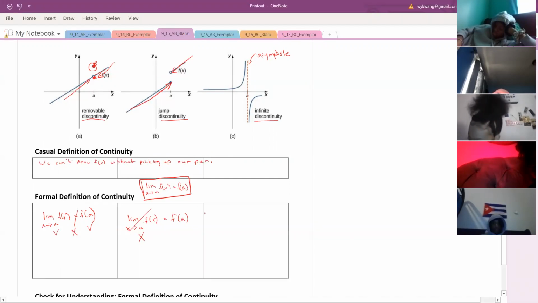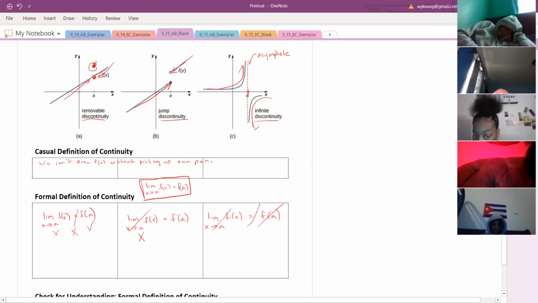That is a great response, because this infinite discontinuity literally fails every test. The limit is going way up on one side and way down on the other, so the limit does not exist. For f of a, there's an asymptote here, and we already showed how with asymptotes there's no point that exists. So f of a does not exist. And if these two things don't exist, they can't possibly equal each other. So it fails all three tests. Thank you for that. That was a great response.